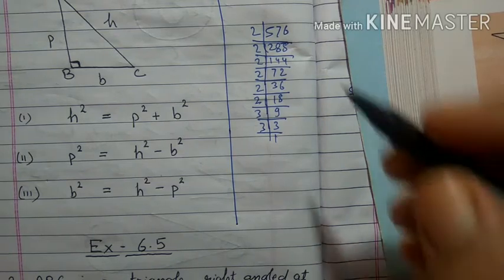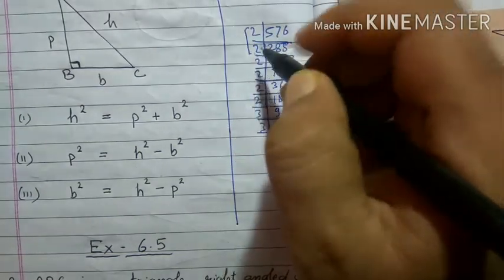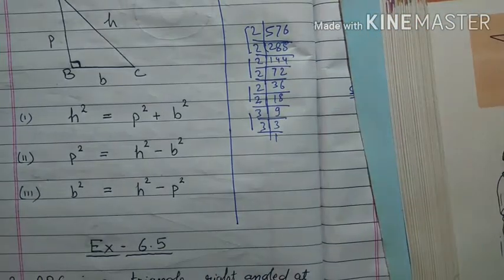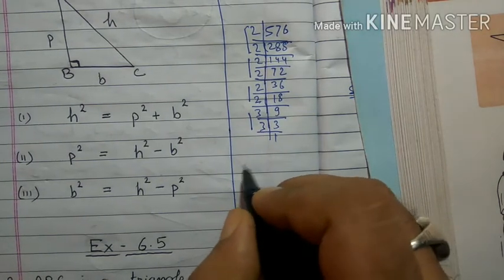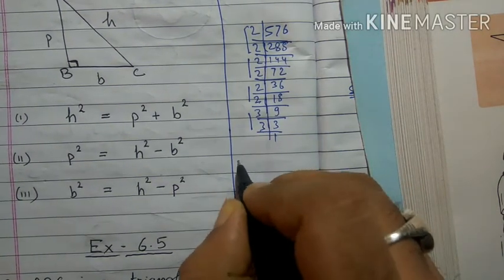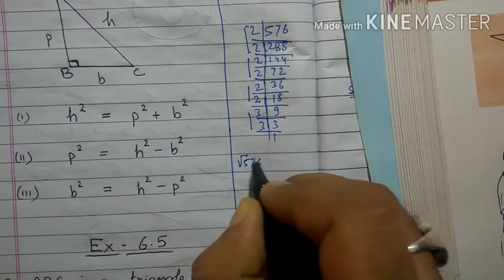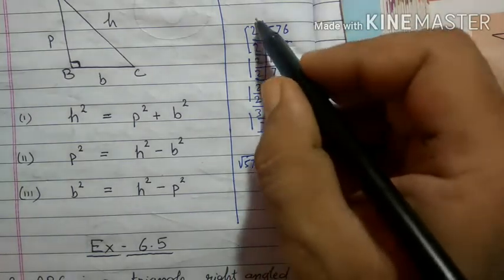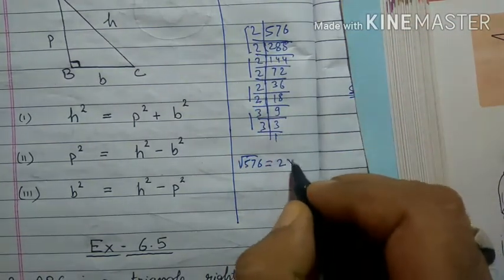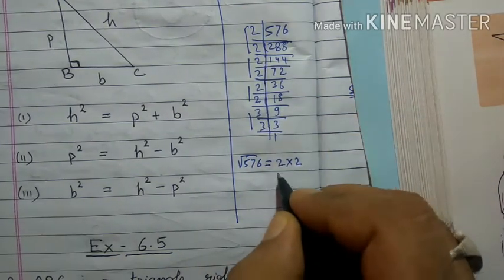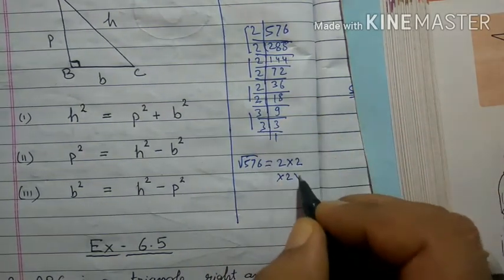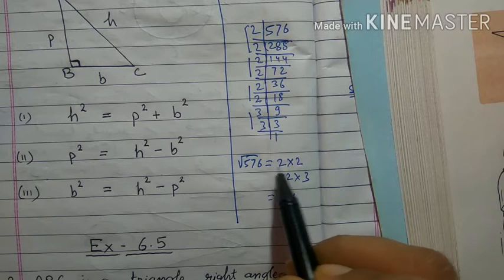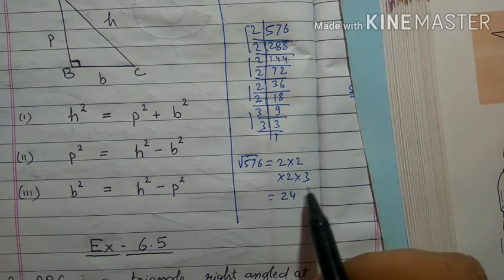Now after that we have to take the pair. So this is pair of 2, pair of 2, again pair of 2, and here is pair of 3. So 576, square root of 576 is equal to, in this pair we only write 2, so 2 into from this pair 2, and from this pair it is 3. Now square root of 576 is equal to 2 2s are 4, 4 2s are 8, 8 3s are 24.